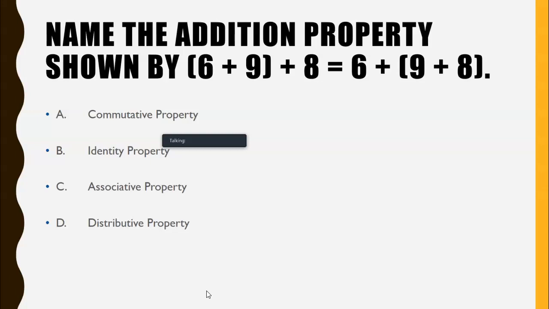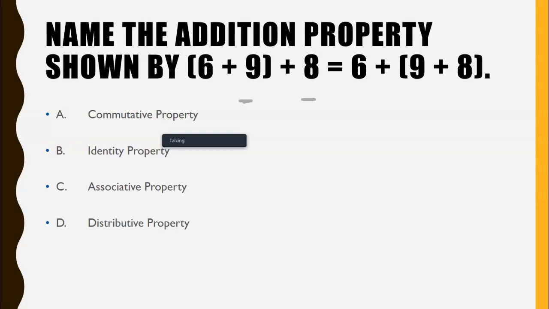So it says name the property shown in the example up there. So you have 6 plus 9 plus 8, and then you have 6 plus quantity 9 plus 8. So what changed from the first side or the left side to the right side? What changed? Nevaeh? Yeah, those parentheses, definitely, you got it.